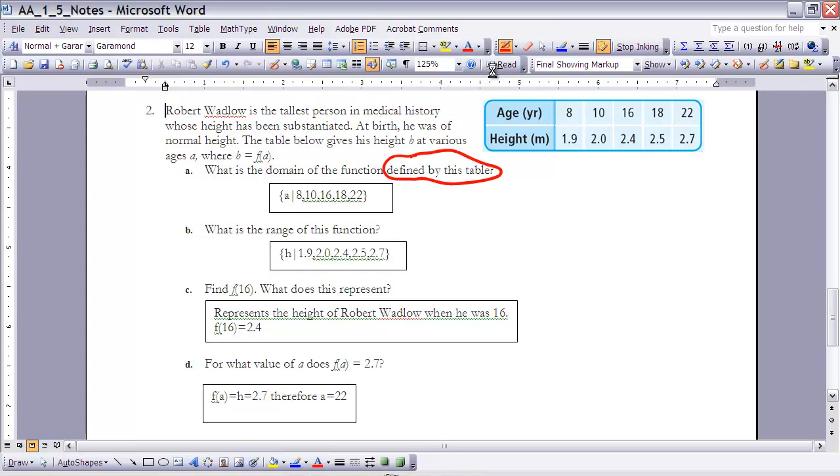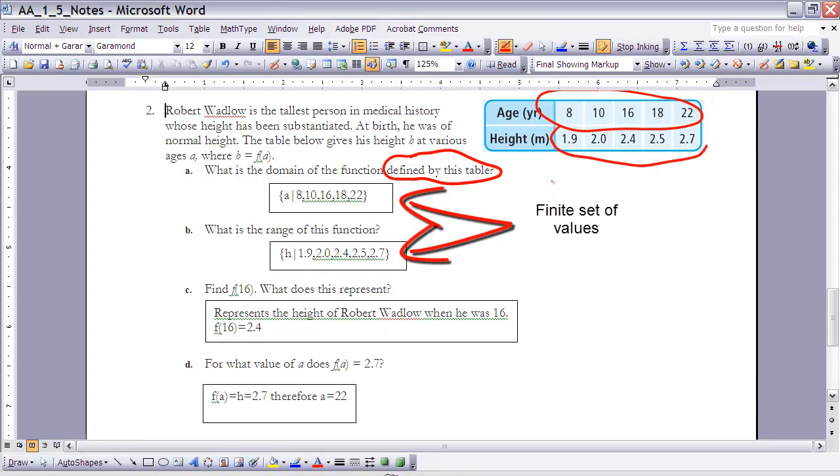So as I look at that, the values that would be the domain are the first row of the table. We also know that age, a, is the independent variable. Therefore, the values that would be the domain are these values right here, which I have listed along the way as well. Part B says, what is the range of the function? Same idea. We're defining it by the table. Therefore, the range is going to be the second row, or the height of Robert. So it would be just those values based on the table.